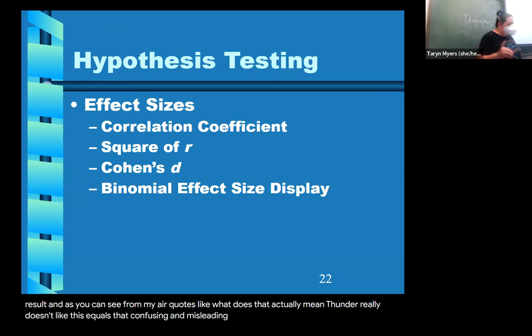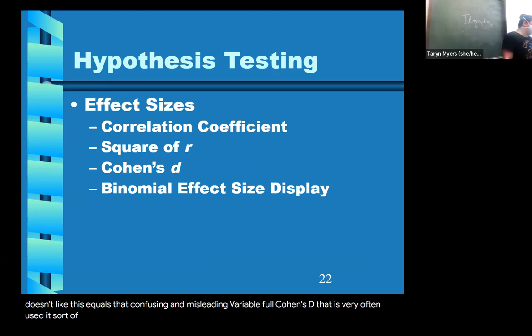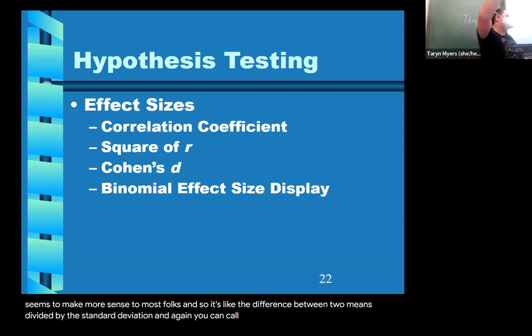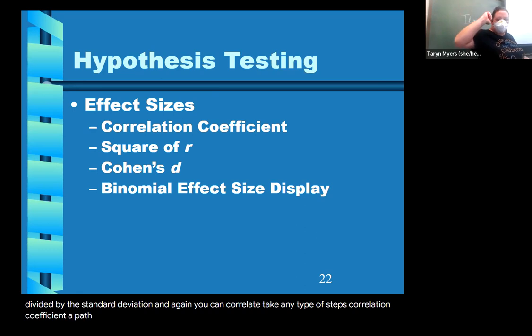And then there's another statistic called Cohen's d that is very often used. It's sort of the standard for effect sizes. It's comparable to R, but it is on a metric that seems to make more sense to most folks. It's the difference between means divided by a standard deviation. And again, you can take any type of stats, a correlation coefficient, a path coefficient in a model, an ANOVA, and you could turn it into a d.